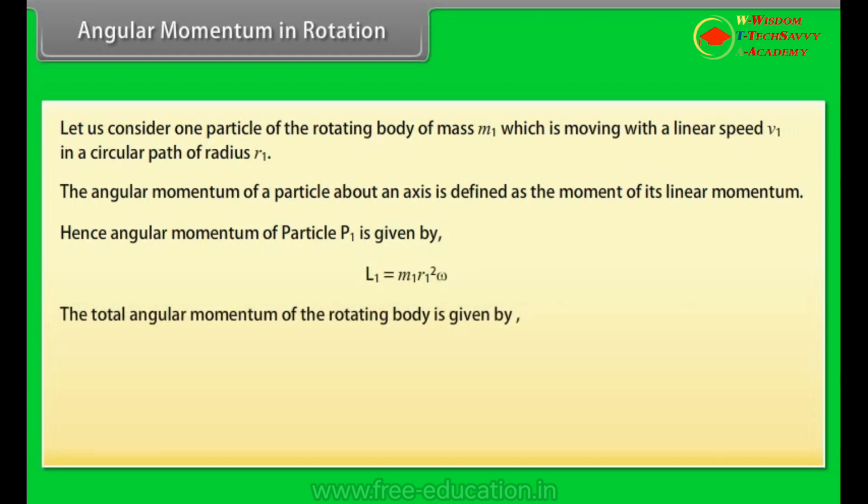The total angular momentum of the rotating body is given by L is equal to L1 plus L2 and so on till Ln. By putting the value of L into the above equation, we get L is equal to m1 r1 square omega plus m2 r2 square omega and so on till mn rn square omega. Thus, we get the result L is equal to I omega.